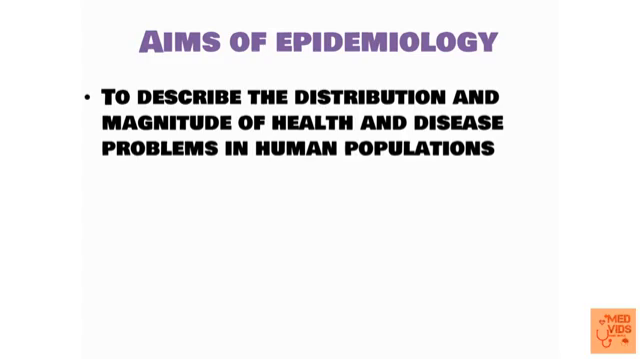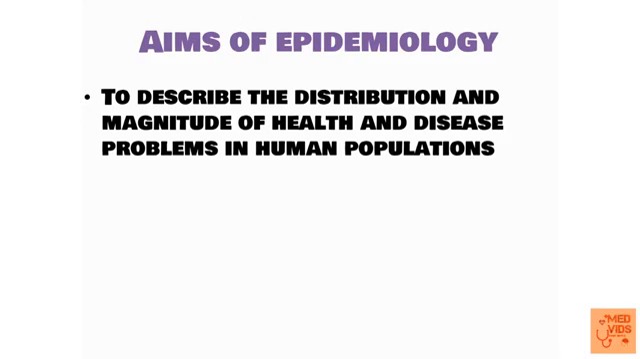There are three main aims of epidemiology. The first aim is to describe the distribution and magnitude of health and disease problems in human populations. So by carrying out studies in the population, we identify the distribution and the magnitude of health and disease problems in the human population. By doing that, we'll be able to get an idea of the important diseases in that particular community, and the groups of people who are affected by that disease.